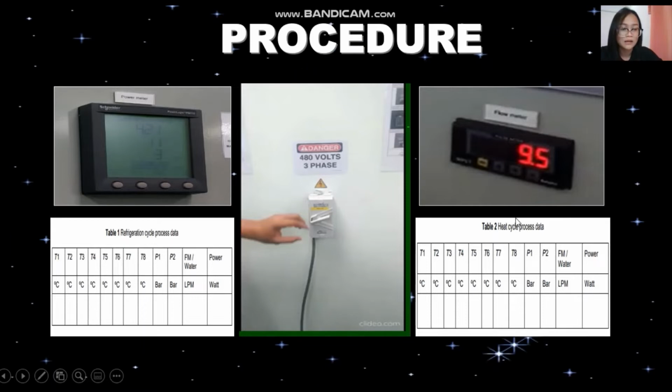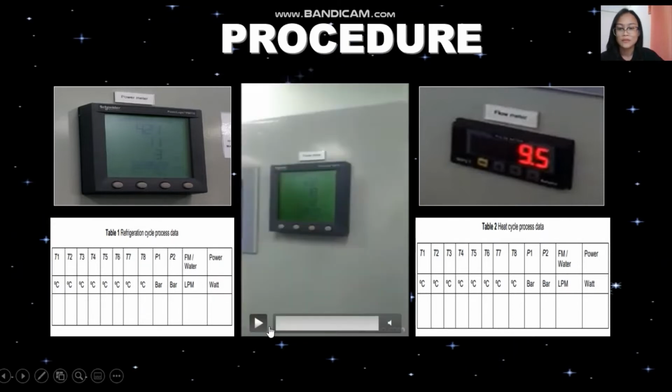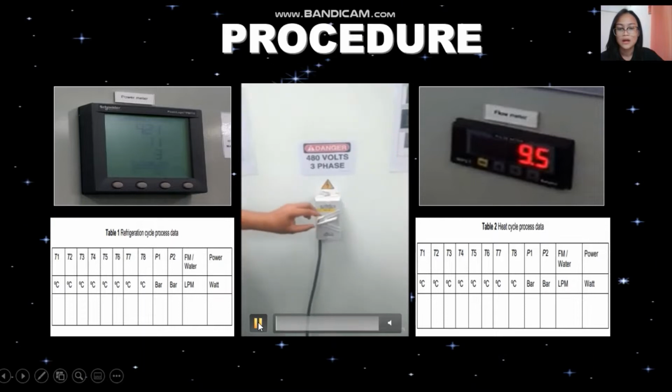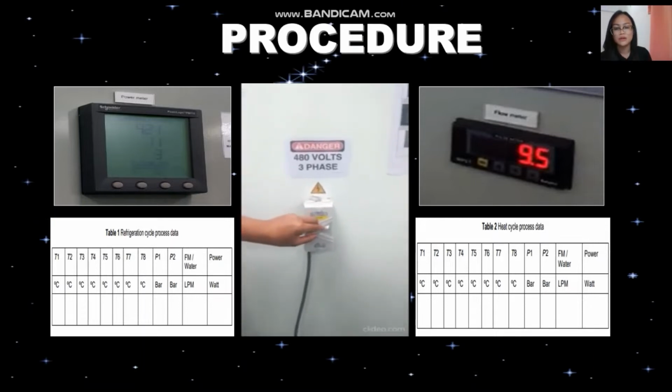The same goes for Table 2, where we need to find the values for T1, T2, T3, T4, T5, T6, T7, T8, the low and high pressures P1 and P2, the water flow rate and the power. For the procedure, first thing first, switch on the power supply.